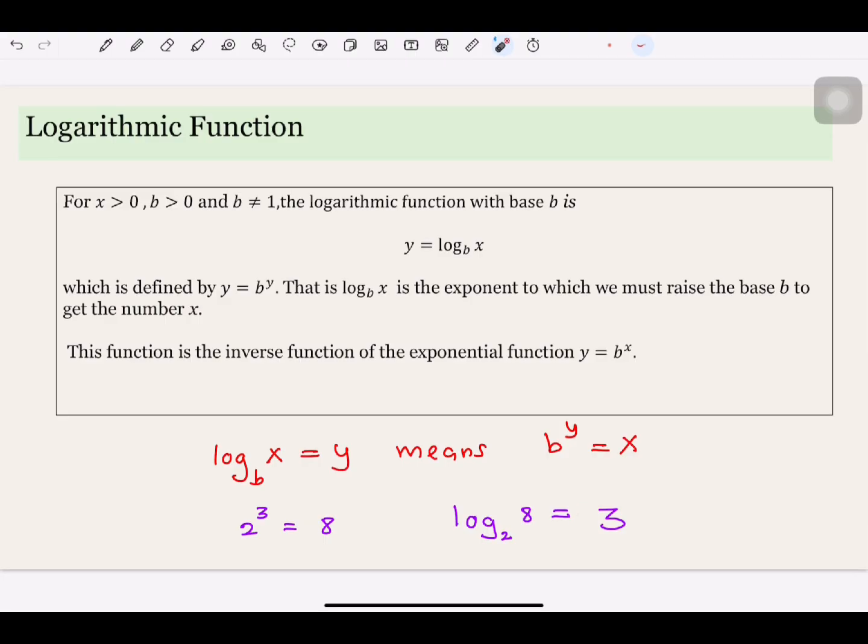Okay, so what is the connection to the exponents? The logarithmic function is the inverse of the exponential function y equals b to the power x. That means exponential functions take an exponent and give you a number, and on the other hand, logarithmic functions take a number and tell you the exponent you need. So let's try some examples, then you will understand this concept clearly.